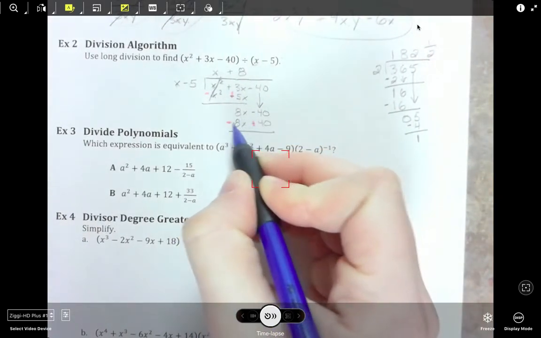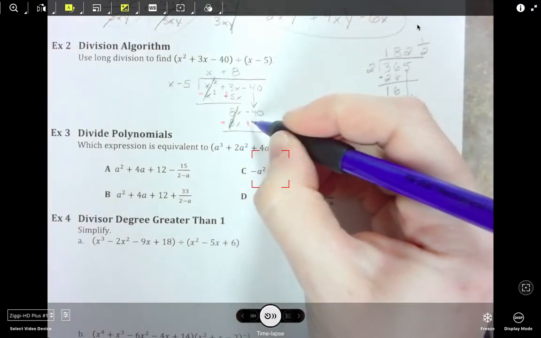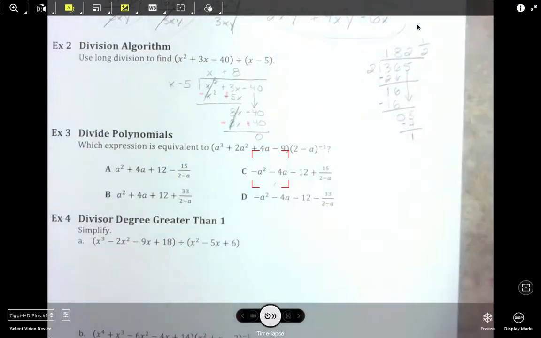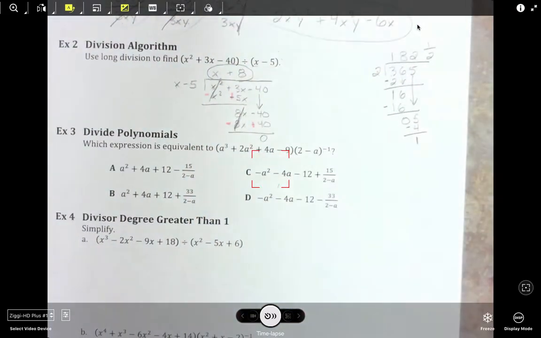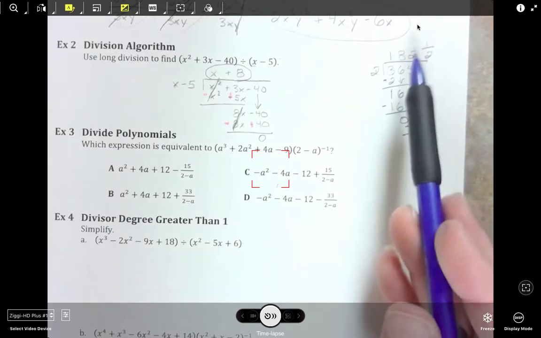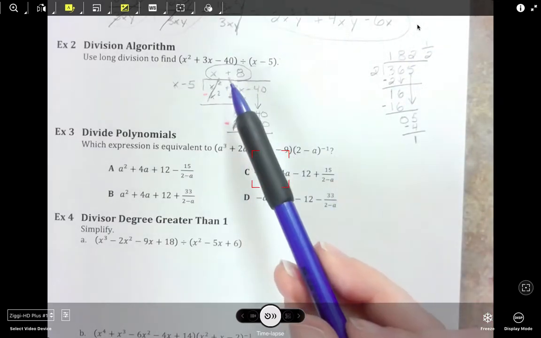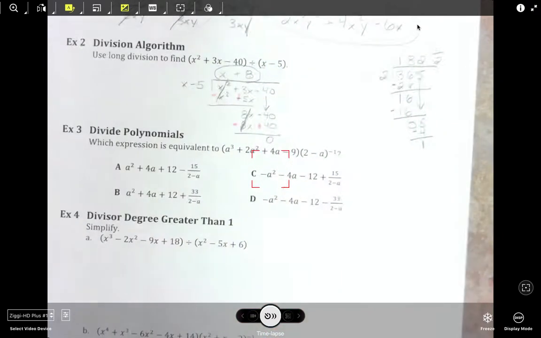So 8x minus 8x goes away. If it doesn't, I did something wrong. And negative 40 plus 40 gives me 0 as a remainder. So x plus 8 is my answer. I didn't have any remainder like I did over here, so I don't have to worry about doing a fraction. Okay, x plus 8 is my answer. If I would take this guy and divide by x minus 5, I would get x plus 8 as an answer. And there you go.